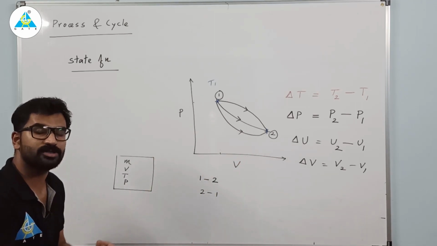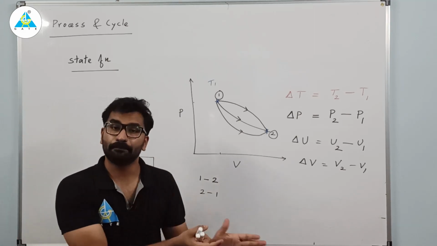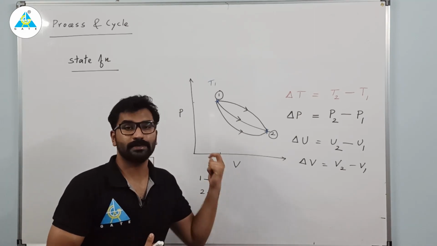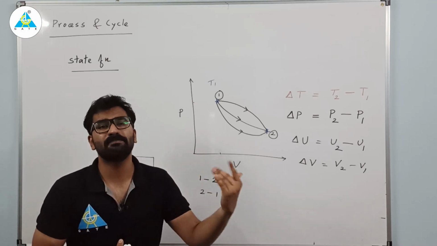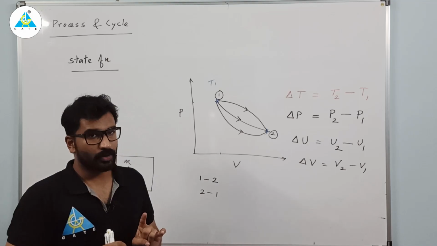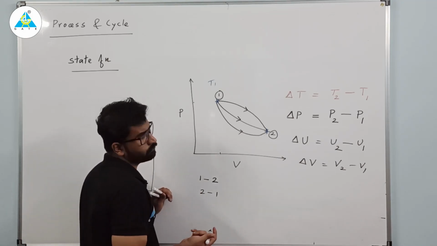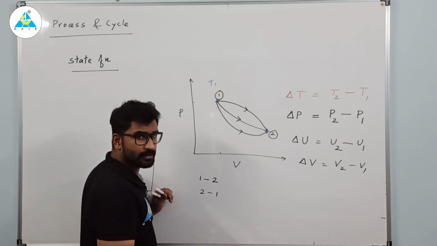So this type of function is called a state function. That does not depend upon the path which is followed, right? So we can say it is a path independent function. It depends only on the state of the particular case. Now you can see what will be the value of a state function for a cycle.